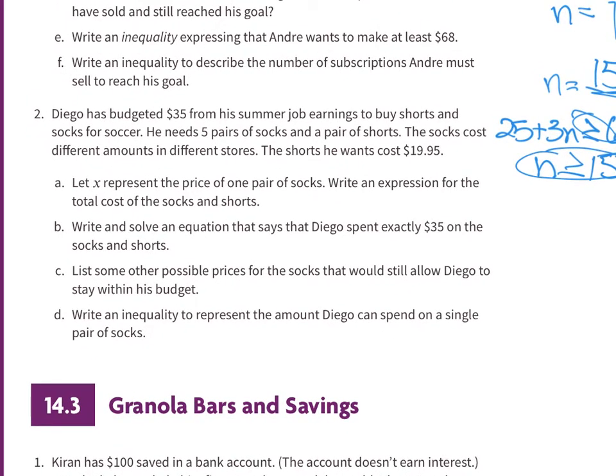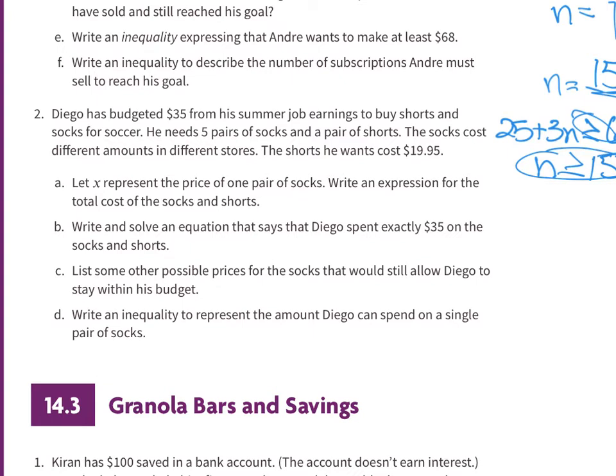Number 2, Diego has budgeted $35 from his summer job earnings to buy shorts and socks for soccer. He needs 5 pairs of socks and a pair of shorts. The socks cost a different amount in different stores. The shorts he wants cost $19.95. Let x represent the price of 1 pair of socks and write an expression for the total cost of socks and shorts. So he has budgeted 35. So that's my total amount.